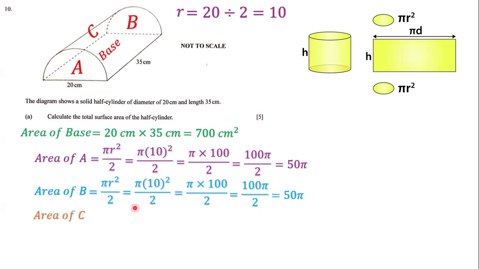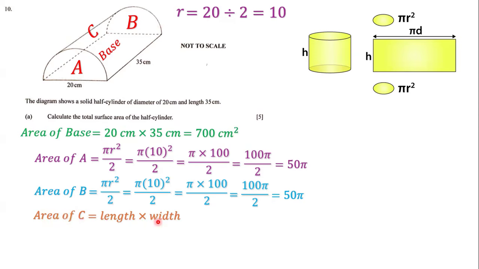Next, we have the area of C. And so the area of C, well, notice that they said that this is a half cylinder. And so since it's a half cylinder, if we're looking at this carefully, what we have to do is, no. In order to figure out, let me explain this properly. In order to figure out the area of C, you have to do length times width.